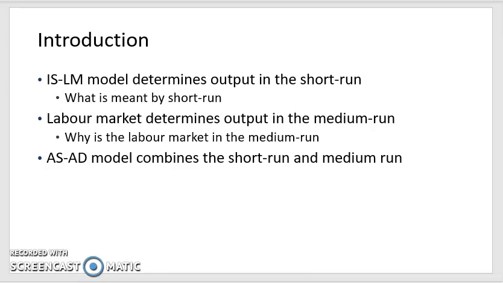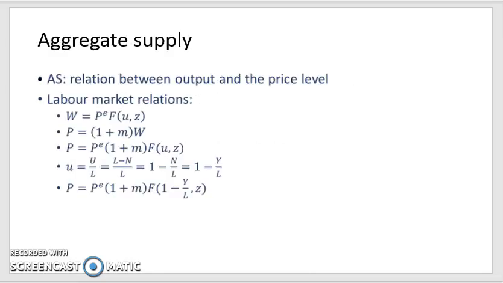Firstly, we're going to look at the aggregate supply relation. The aggregate supply relation captures the effects of output on the price level. It is derived from the behavior of wage and price determination we saw in chapter 6. As a brief recap, we derived wage determination as wages being a function of expected price, unemployment, and catch-all variables.